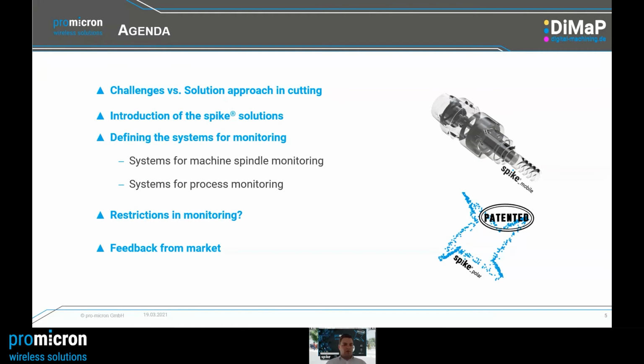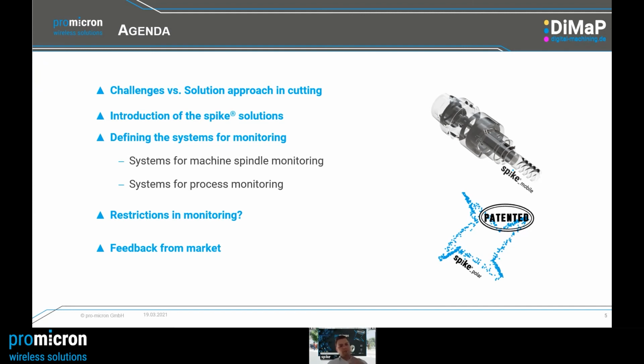The agenda of that meeting, what can you expect, is listed here. I would like to introduce quickly again the Spike. What is the Spike solution? What is the uniqueness of our measuring concept? Then I would like to go into a differentiation and to an overview of systems based on the location. So we focus on the spindle monitoring purpose and the process monitoring purpose.